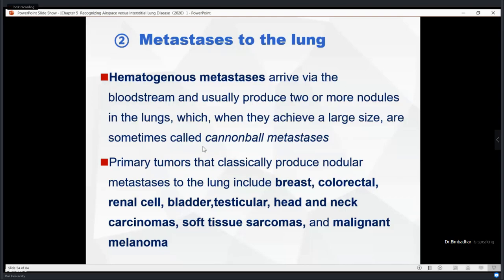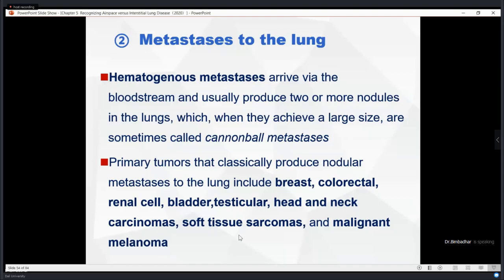It is actually called cannonball metastasis. I will show you the picture, and you will understand it. Cannonball metastasis occurs in hematogenously spread metastatic diseases secondary to breast cancer, colorectal cancer, renal cell cancer, bladder cancer, testicular cancer, head and neck carcinoma, soft tissue sarcomas, and malignant melanoma.